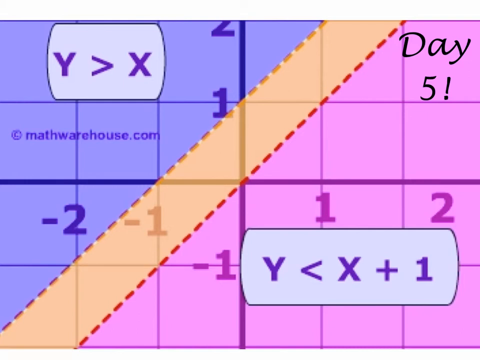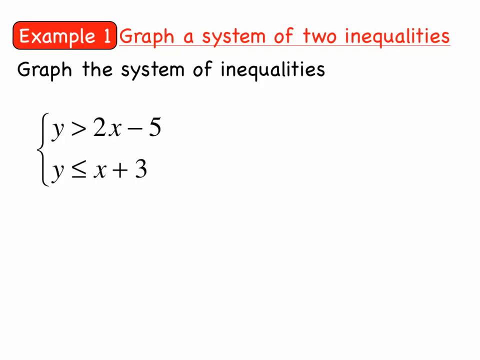Okay, today is day 5 and we are reviewing systems of inequalities. The first one here, graph a system of two inequalities. We have y is greater than 2x minus 5 and y is less than or equal to x plus 3. We're doing the same thing that we did last class, except that we're putting two of these equations together.